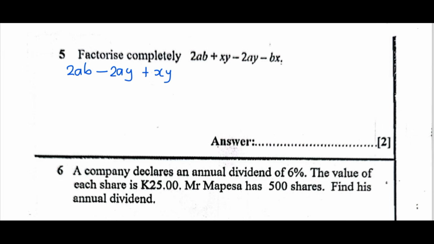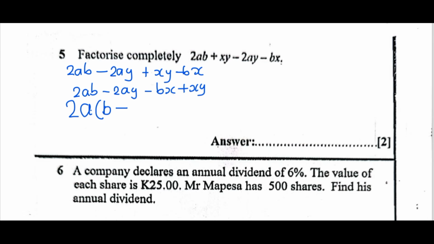Okay, first let's just rewrite this. So we have 2ab. We know that if we factorize, b will be positive in the first pair. Now for us to have the same b, let's begin with negative bx plus xy. So let's factorize the first pair. 2 is common, and a is common. So 2a into 2ab is just b, minus 2a into negative 2ay is just negative y.